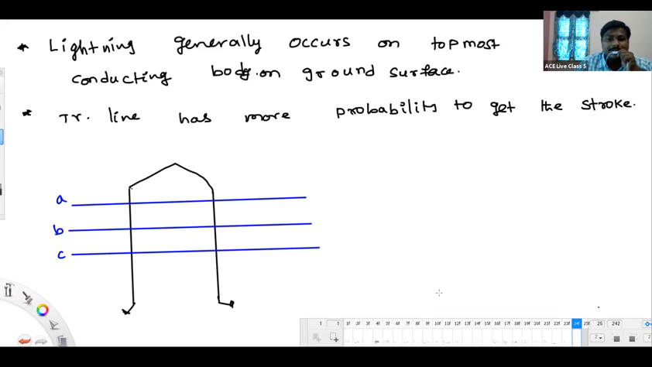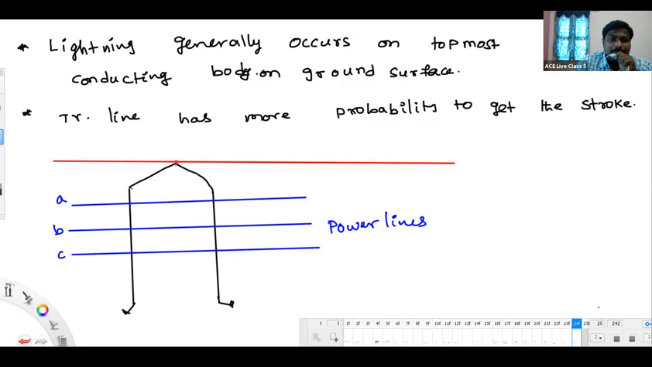Next thing. Listen. In order to avoid the stroke occurrence on the power lines, simply I will keep some dummy conductor on the top of the tower. Just I will keep one conductor simply like this. Simply we will keep one extra wire on the top of the tower.